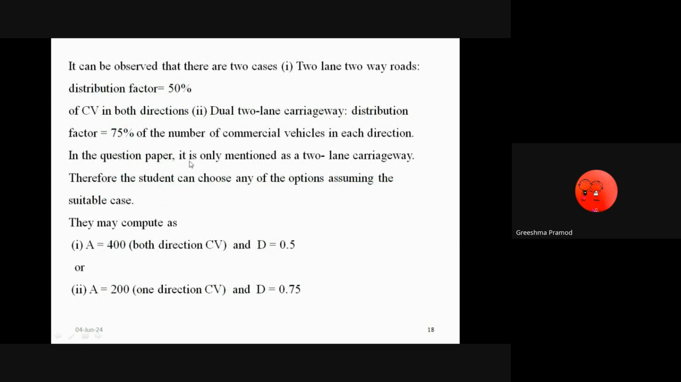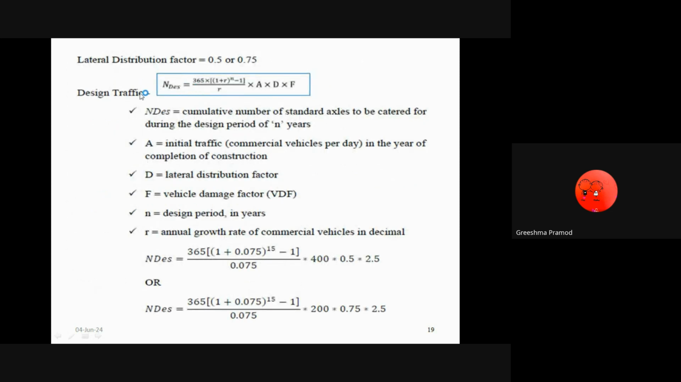Okay, so the formula to calculate the design traffic is 365 into (1 + R) raised to N minus 1, divided by R, into A into D into F. So N design, the cumulative number we will get when you do this design traffic, you'll get a value in MSA.